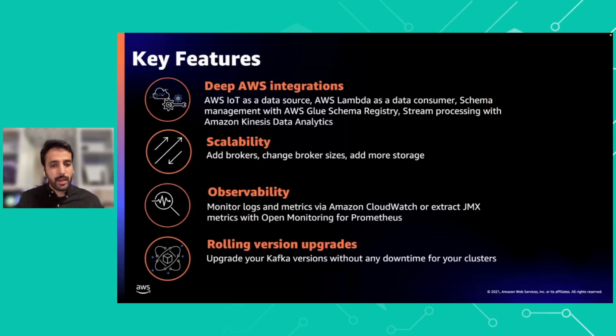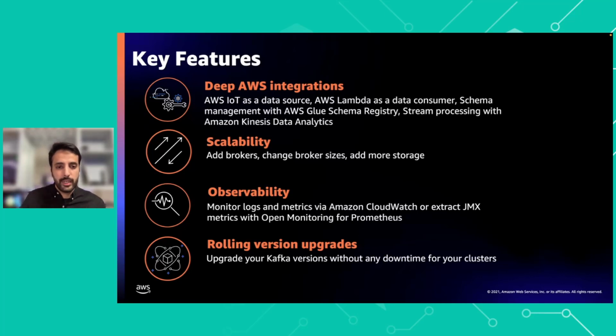Some of the key features of Amazon MSK are: we have deep AWS integrations. We have high scalability. You can add brokers, you can change broker sizes, you can add more storage. We provide observability of logs and metrics. And then we also provide rolling version upgrades, so you can upgrade to newer Kafka versions without any downtime for your clusters. These are some of the key features. We have obviously iterated at a fast clip and added a lot more features over the past 3 years, and you're welcome to go look at our documentation.